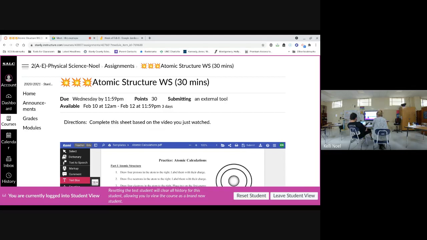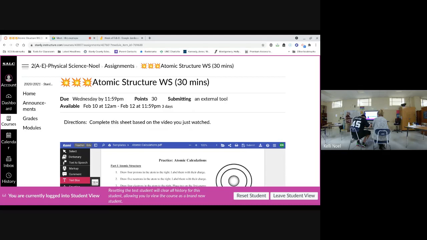Then it says draw 4 electrons in the atom to the right. Place 2 on the first energy level and 2 on the second. Label their charge. So you can do a circle with another color. For example, on this ring here, you can draw a circle and put a minus, because it has to hold 2. And then minus, minus. So I'm kind of doing the first one with you here.